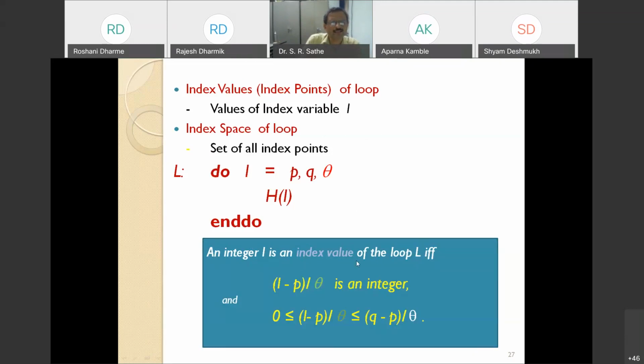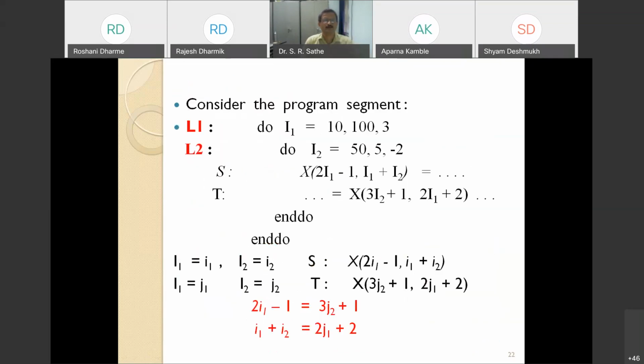An integer I is an index value of the loop L if (I minus p) by theta is an integer. For example, suppose in this program I want to check whether I1 takes a value of 20 or not. It is running in steps of 3. So 20 minus 10 is 10, and 10 by 3 is not an integer. So I1 will not take a value of 20, because it goes in steps of 3: 10, 13, 16, 19, and then 22.